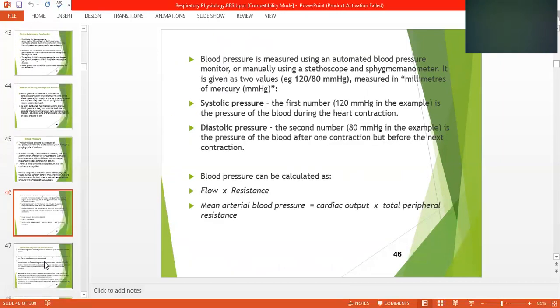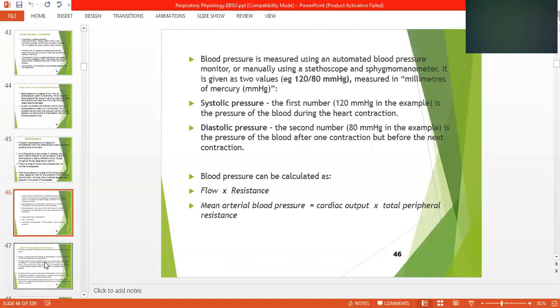Blood pressure is measured using an automated blood pressure monitor. We have a blood pressure apparatus. It can also be measured manually using a stethoscope and sphygmomanometer, and it is given as two values. For example, 120 by 80, where 120 is the systolic and 80 is the diastolic blood pressure, measured in millimeters of mercury, mmHg.